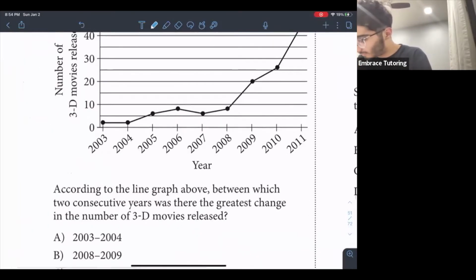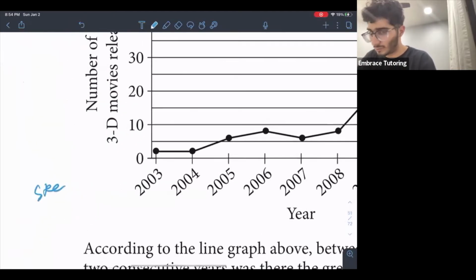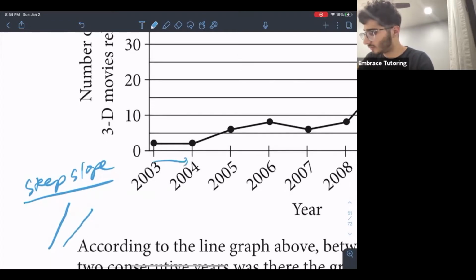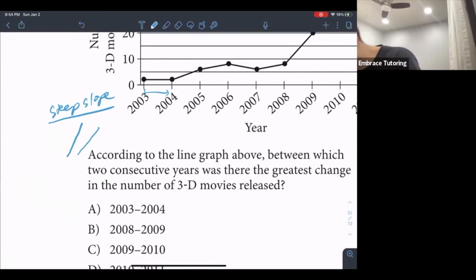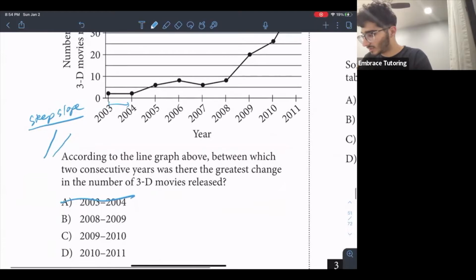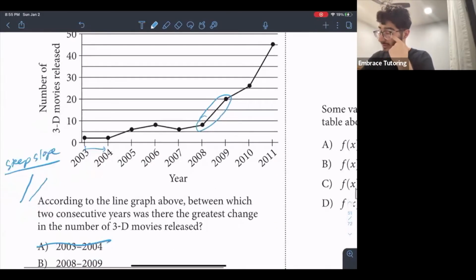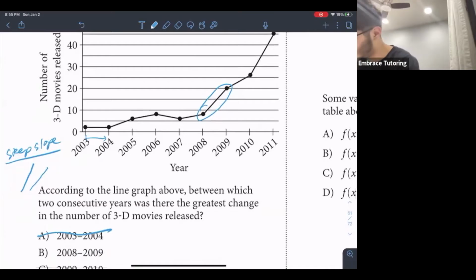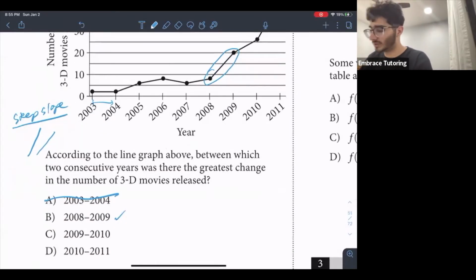So in 2003 to 2004, you don't see a great increase. A steep slope would be something like this or like this. In 2003 to 2004, you don't see any very noticeable increase. I don't think there's an increase at all, which means that A would be eliminated. 2008 to 2009 right here, you can see there's a good increase, so we could keep this one just to compare to the other ones.